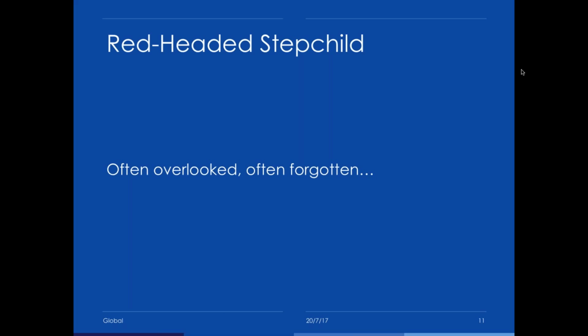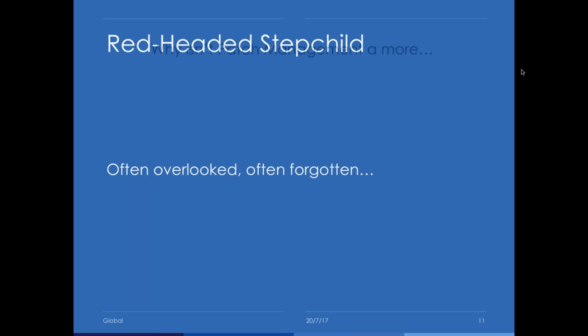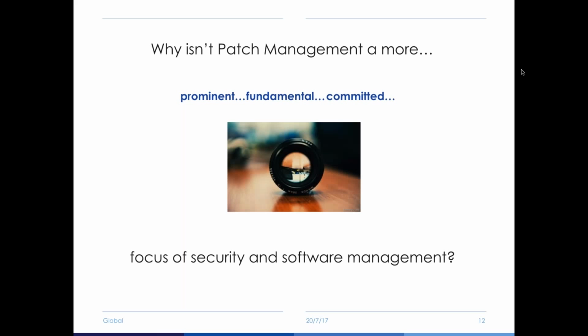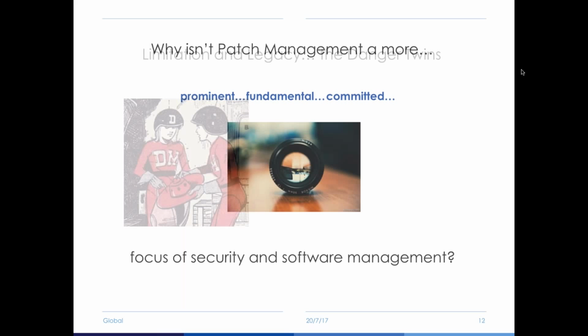So why is that? Why do we see that patch management becomes, forgive the phrase, the redheaded stepchild? Why do we see that it's often something that is overlooked, or often something that's forgotten? It kind of falls down the list of importance in the things that we have to do. Considering what we've looked at so far, why isn't it a more prominent, a little bit more fundamental and committed focus of software and security management?